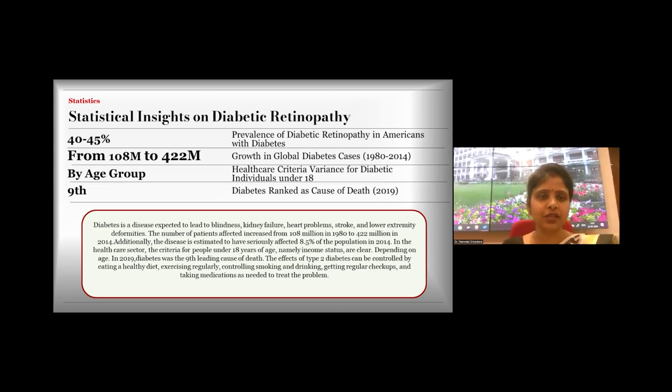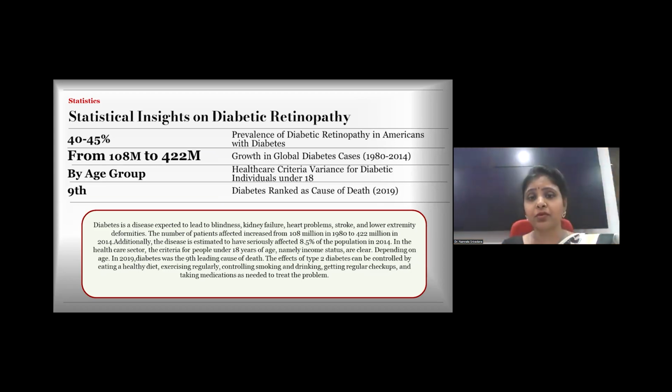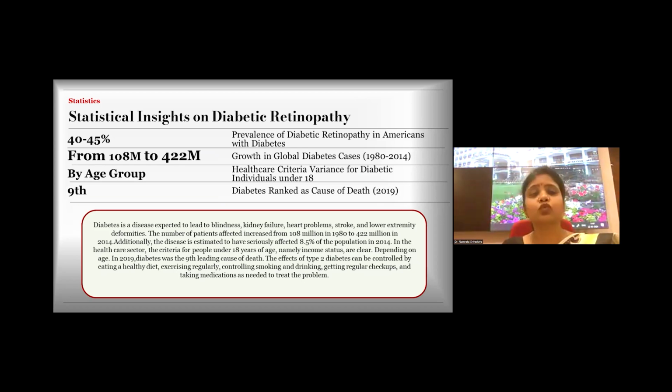So statistical analysis shows about 40 to 45% prevalence of diabetic retinopathy in Americans with diabetes, and the number of patients affected increased from 108 million in 1980 to 422 million in 2040. Additionally, the disease is estimated to have seriously affected 8.5% of the population in 2040. In 2019, diabetes was the 9th leading cause of death. The effect of type 2 diabetes can be controlled by eating a healthy diet, exercising regularly, controlling smoking and drinking, getting regular checkups, and taking medications to treat the problem.